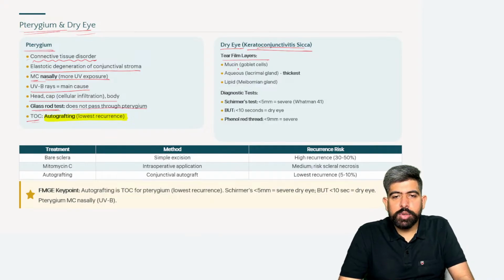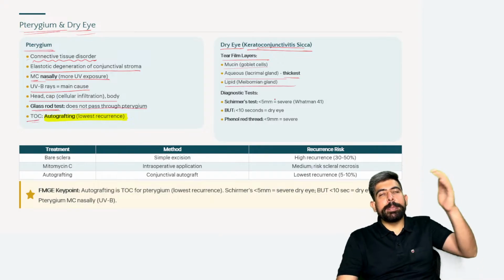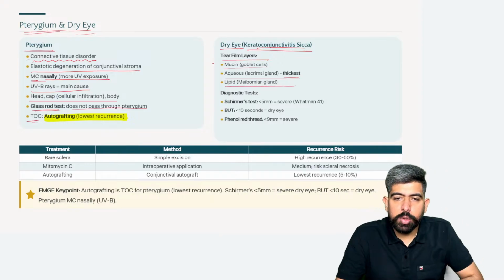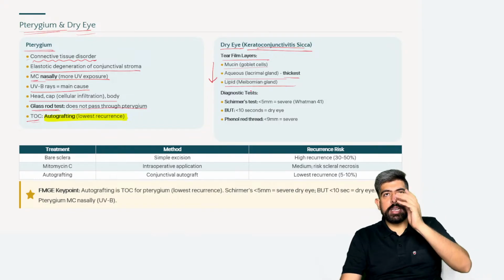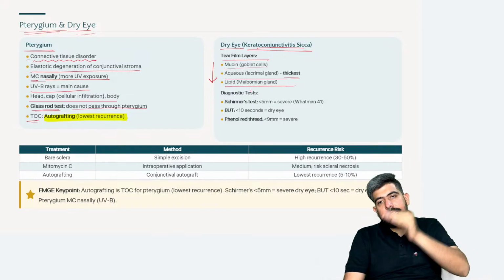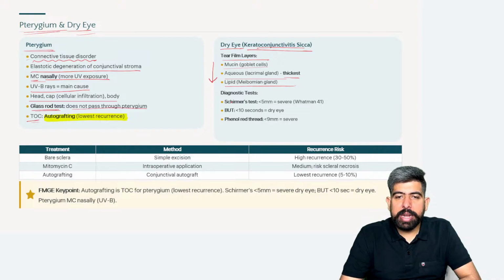Next we are starting with dry eye, which is also known as keratoconjunctivitis sicca, right? The tear film has three layers: the mucin layer from the goblet cells, the aqueous layer from the lacrimal gland, and the uppermost layer is the lipid layer. From inner to outer: mucin, aqueous, lipid. Which one is the thickest? The aqueous one is the thickest.